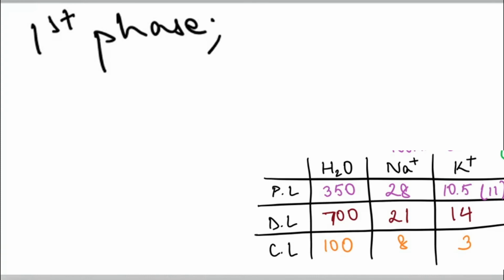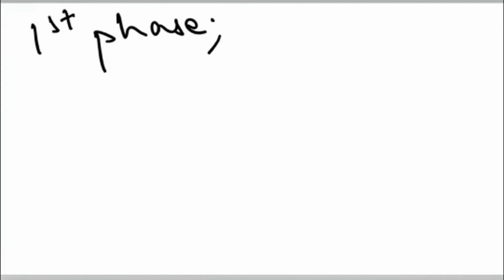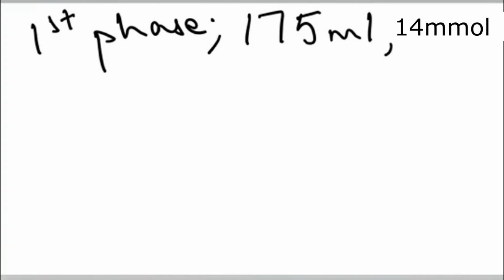Okay, let's start the rehydration. So for the first phase, we only use half of the pathological losses. So we got 350 mils of fluid to be instilled, so we will give only 175 mils of water or fluids. For sodium, we had 28, so we only need to give half of that, which is 14 millimoles of sodium. We do not give potassium in the first phase of rehydration because the patient is anuric or oliguric.